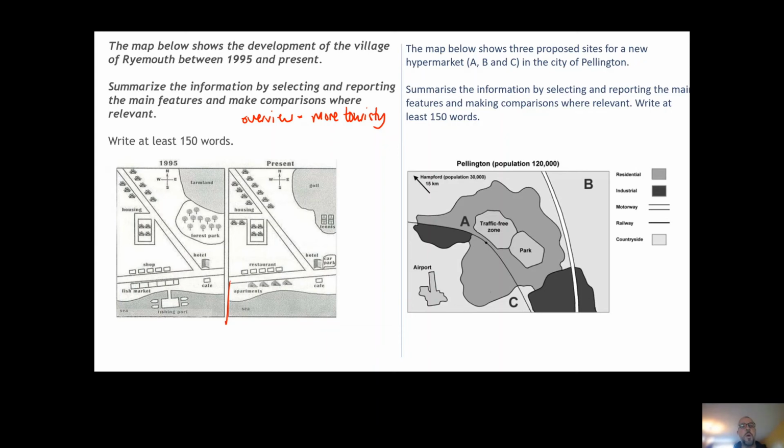So one feature, for example, might be accommodation. And in that feature, you can talk about the fact that there is now more housing, the fact that the hotel has a car park, and the fact that there are apartments. So you could say one feature is the growth in accommodation. A second feature might be to do with places to eat. So you could talk about the restaurant and the cafe. And a third feature might be industry. So you can talk about the fact that farmland and the fishing port have gone.